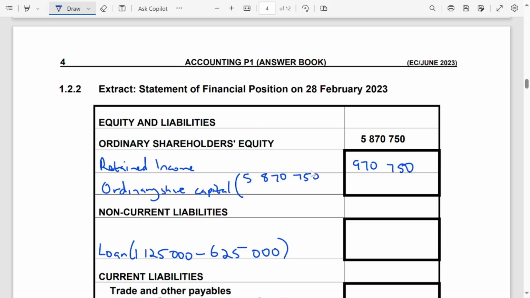5,870,750 minus 970,750. So that's going to be 5,870,750 minus 970,750. That is going to be 4,900,000.